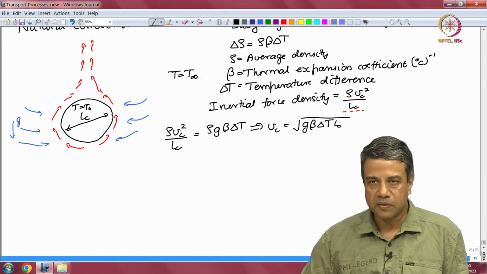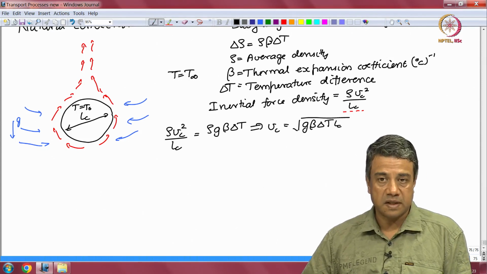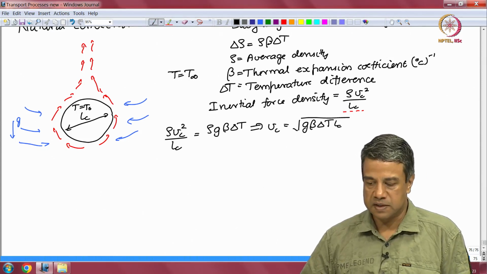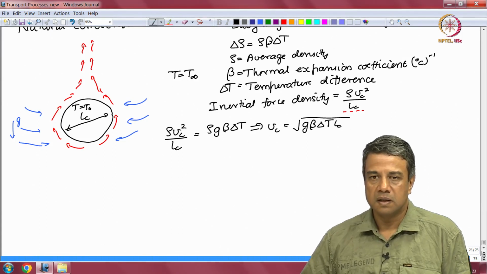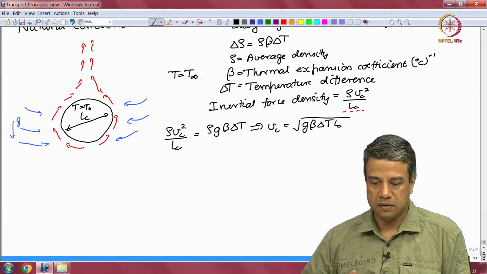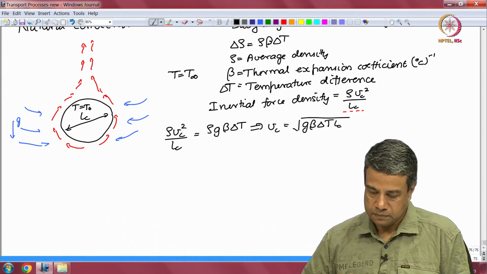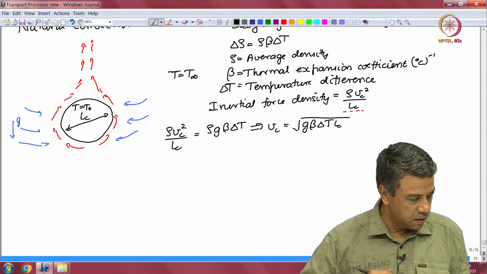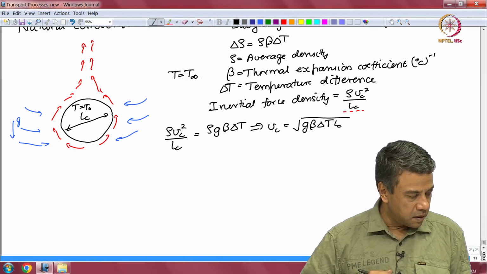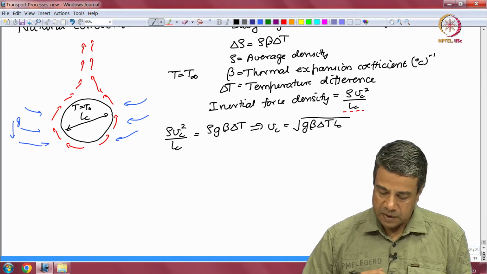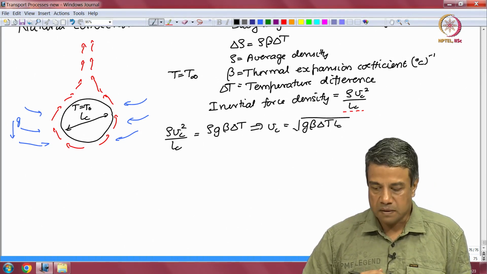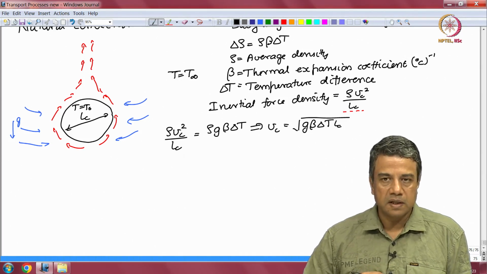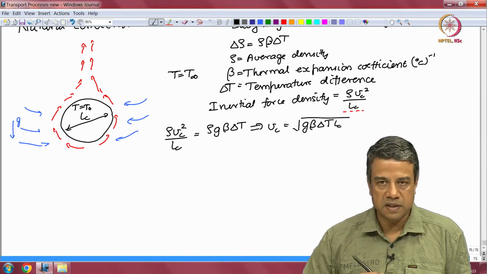Okay. So, this is an estimate of the velocity that is generated due to this buoyancy effect by balancing out the inertial force density with the buoyancy force density. Now, we can express this. We have the velocity scale. We can then determine the ratio of inertial and viscous effects for this particular velocity scale and length scale.